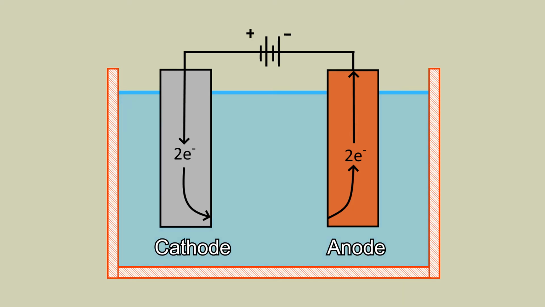In this demo, copper will be oxidized at the anode and undergo the following reaction. Copper solid goes to copper 2+ ions and 2 electrons. The ions will then undergo the reverse reaction at the cathode when they are reduced, forming a solid film.